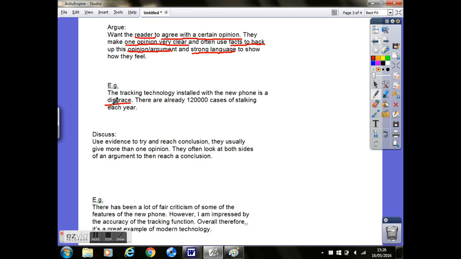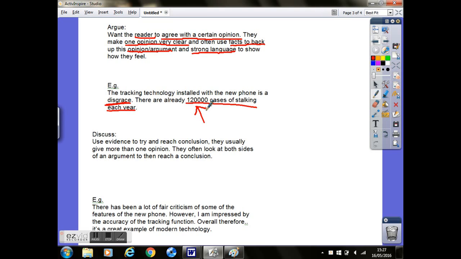So straight away, really strongly worded to show you how they feel about that phone. There are already 120,000 cases of stalking each year. So that's where they've used that fact to make out that it's a terrible idea, these phones, and you shouldn't have them because of something that might be related to it, and this might make that point worse. So they're saying if it's got this tracking technology, this is only going to get worse potentially because it's making it easy for people.